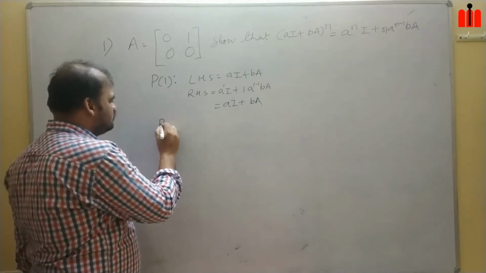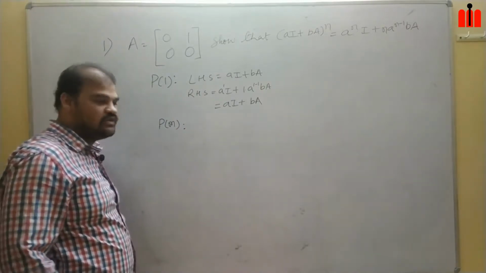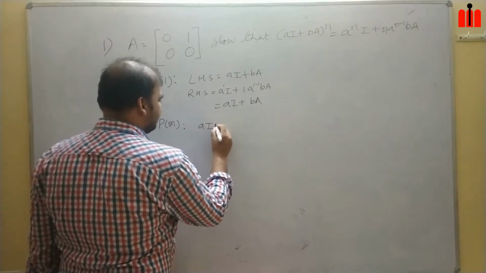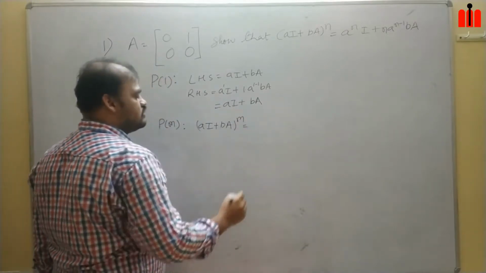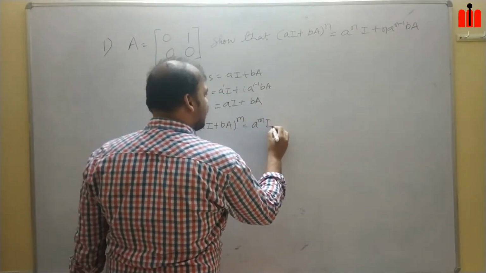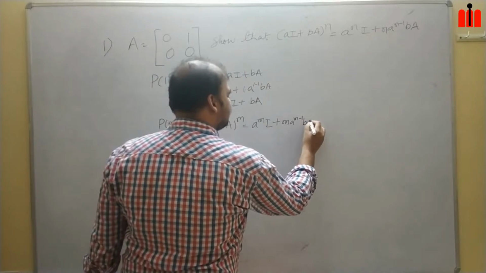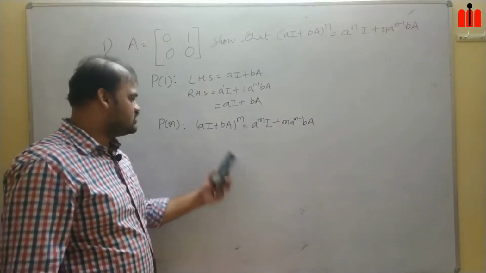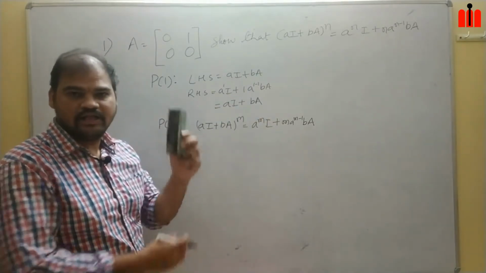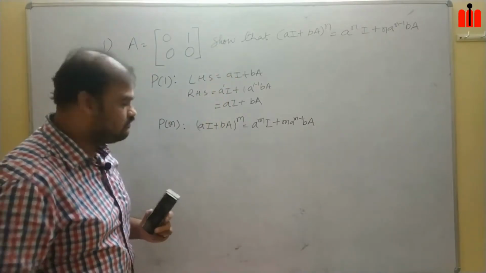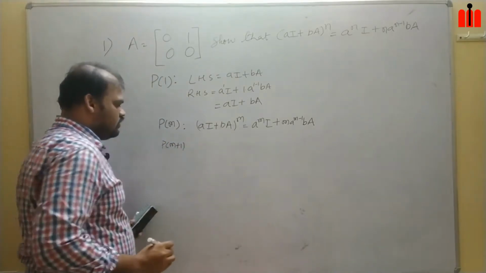Now we have to assume that Pm is also true. Then (aI + bA)^m = a^m I + m a^(m-1) bA. This is the Pm we can deduce from the given equation in the form of n, the power of n. Now we have to show that Pm+1 is true.